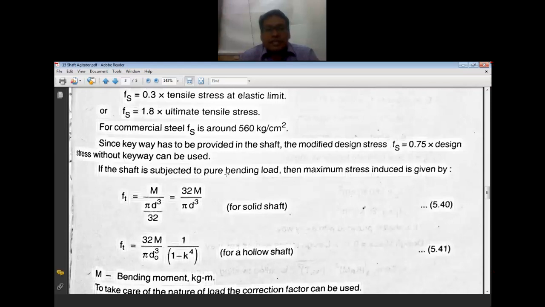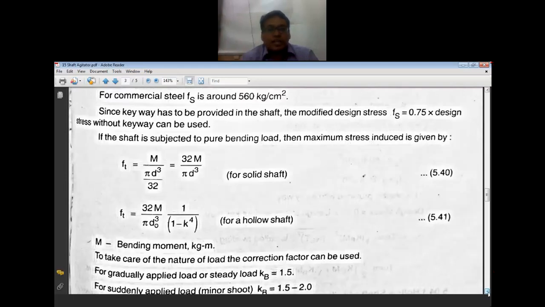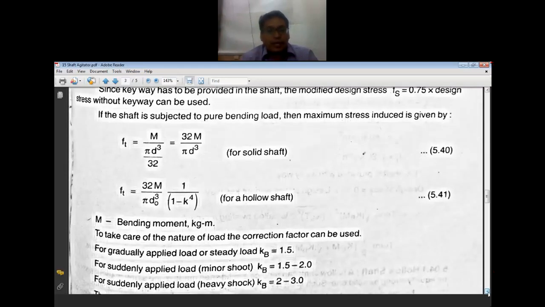Maximum tensile stress Ft is equal to M upon pi d cube upon 32, which is equal to 32M upon pi d cube. This is for the solid shaft. Similarly, I can write it for the hollow shaft, incorporating 1 minus k raised to 4. So this is for the solid shaft and for the hollow shaft. These are the considerations for the bending moment.